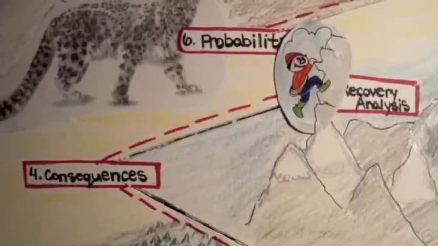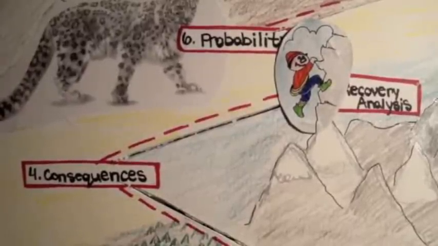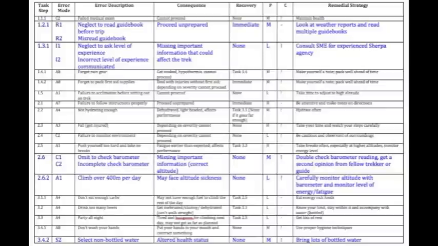Step 6. Examine probability of occurrence. If an error has occurred many times in the past, we identify this as a high probability of occurring. Likewise, if it has occurred a moderate number of times in the past, we classify this as medium, and rarely in the past is recorded as low probability. For this step, it is important to consult a subject matter expert to find out their experience with each error in the past. For example, with the error omit to check barometer, the probability is medium, meaning that it has occurred fairly often in the past.